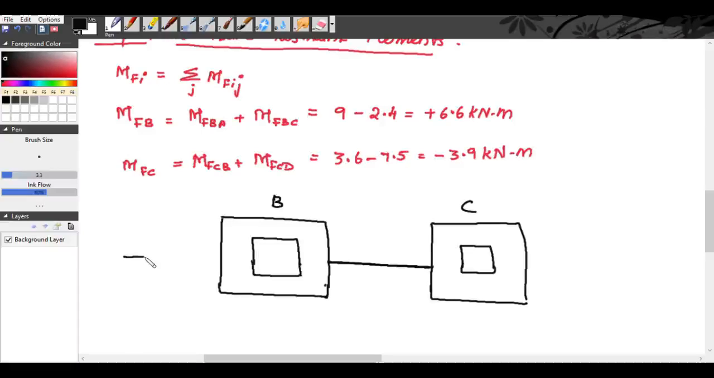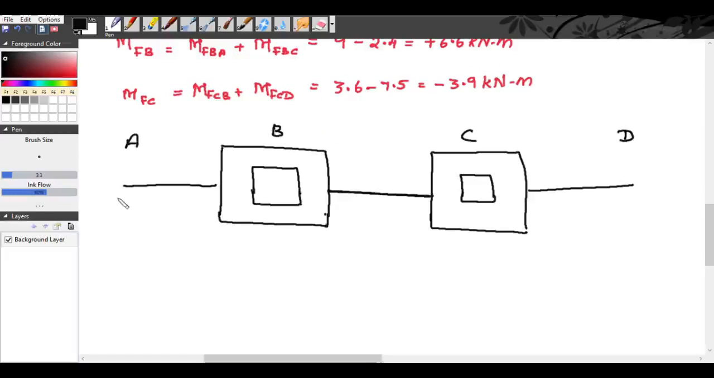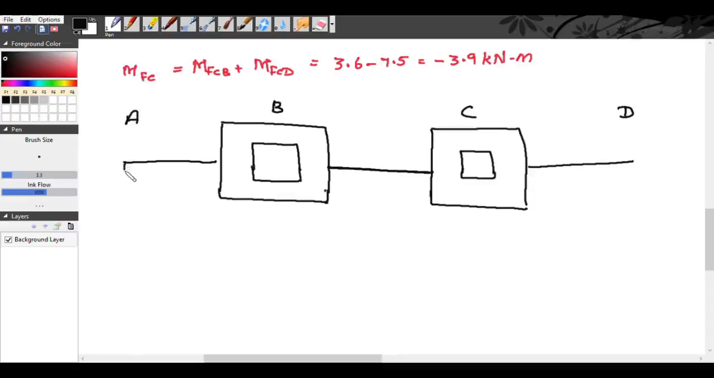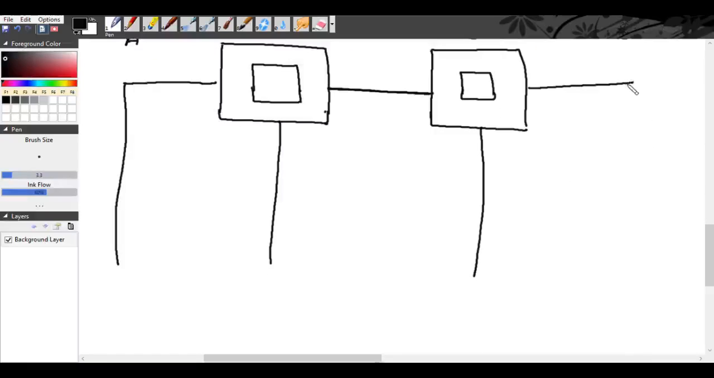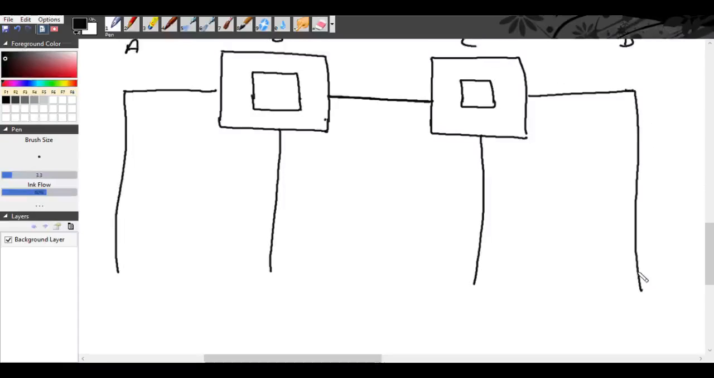And here we have joint B, member A, and for joint C, we have one smaller box and one larger box. A is one support. This is joint C, B and C. D is another support. BC are intermediate members, and here we have D as another support.